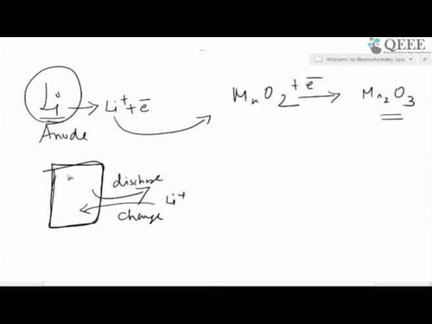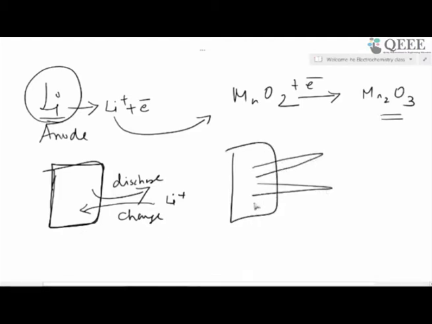We expect a uniform deposition of the lithium on this electrode, but on the contrary, what happens is lithium grows like a dendrite, like a thorn, on these electrodes. It does not uniformly coat the lithium surface.